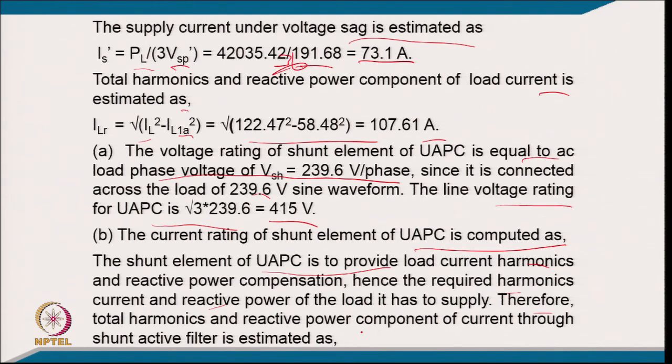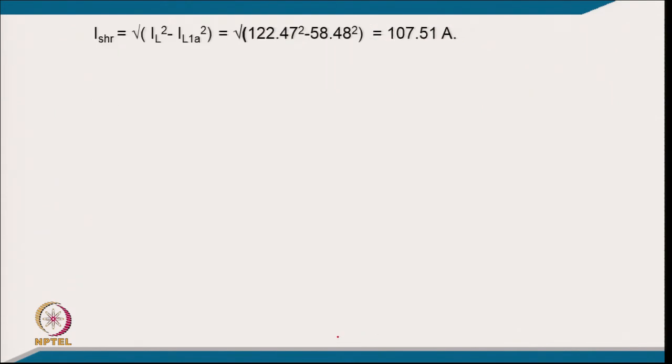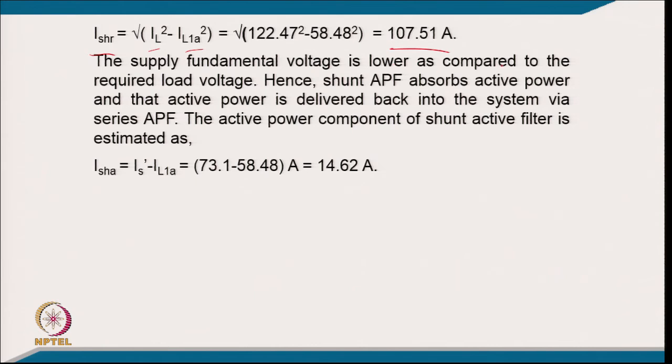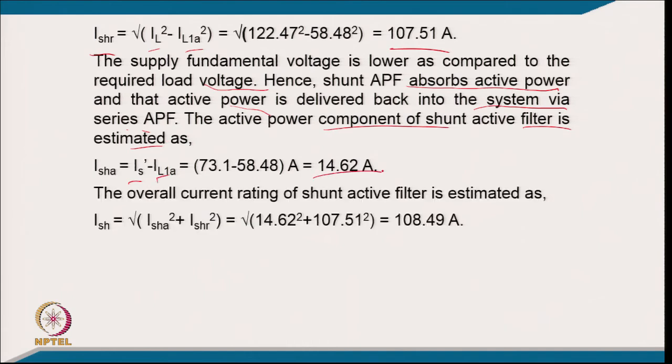Therefore, the total harmonics and reactive power current of the shunt active filter is estimated as the square root of IL1 squared minus IL1A squared. Putting the value, it comes to 107.51. The required fundamental voltage is lower compared to the required load voltage. Hence, the shunt active filter absorbs active power, and that active power is delivered back into the system via the series active filter. The active power component of the shunt active filter is estimated from I_S dash minus I_LV, and this is 14.62 ampere. The overall current rating of the shunt active filter will be the square root of I_SHA squared plus I_SHR harmonic current squared. Putting the value, it comes to 108.49 ampere.